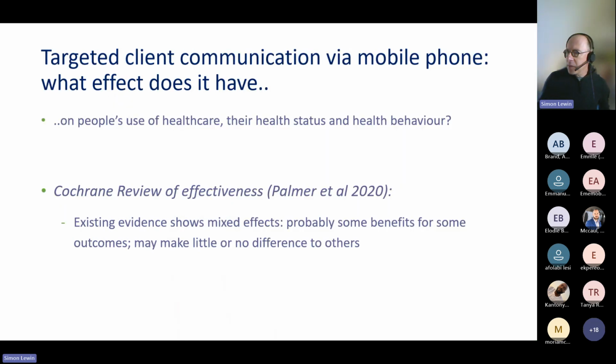So in the guideline process, one of the questions that was looked at is what effect does targeted client communication via mobile phone have on people's use of healthcare, their health status, and health behavior? And for that, we used a Cochrane review of effectiveness. And the evidence from that review showed mixed effects. There were probably some benefits for some outcomes, but it may make little or no difference to others.